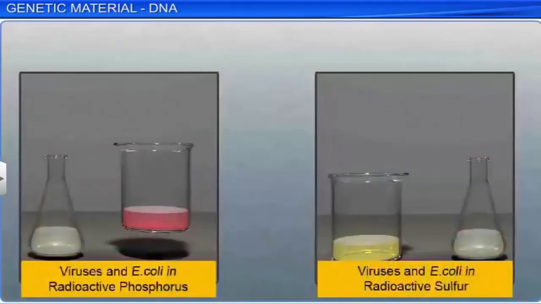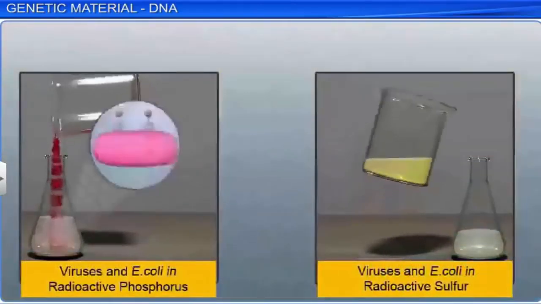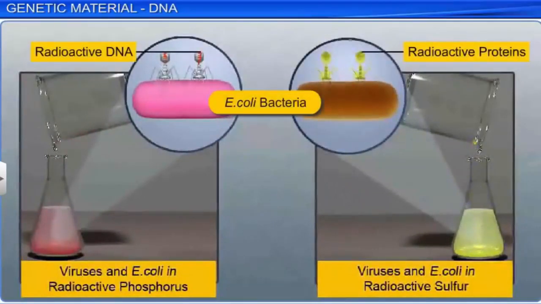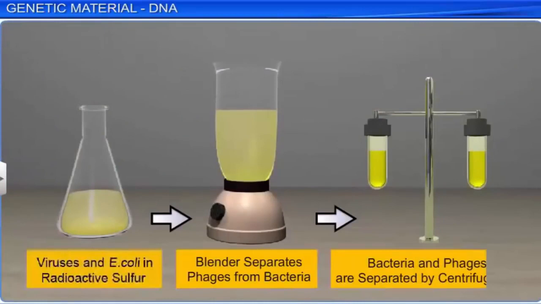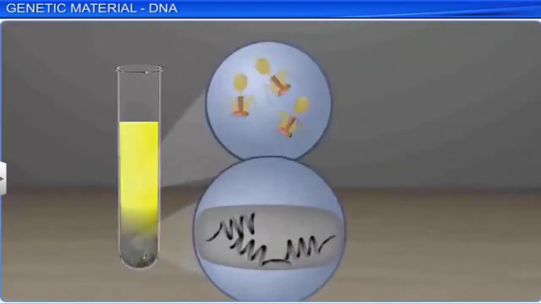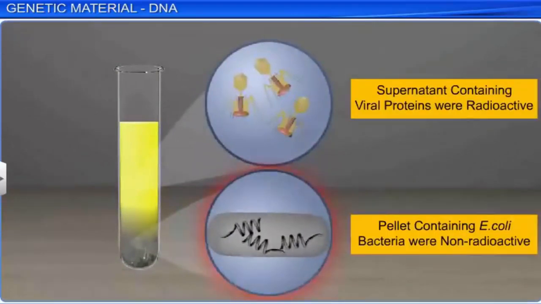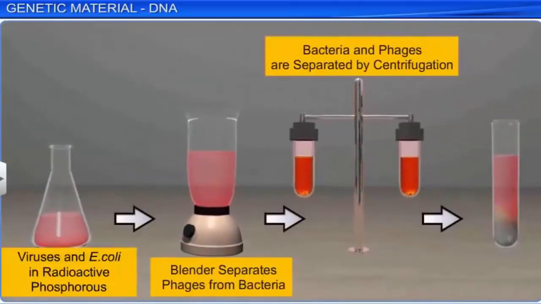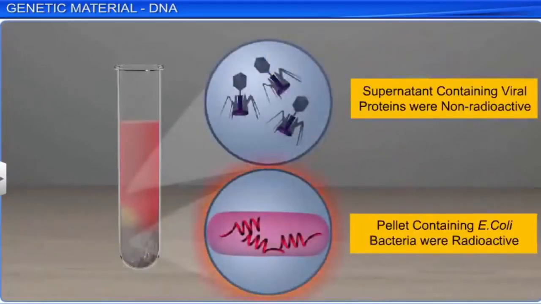Thereafter, both these radioactive phages were allowed to infect E. coli bacteria. Later, after the infection, when viral coats were removed from the bacteria, it was revealed that the bacteria that were infected with viruses containing radioactive proteins were not radioactive. On the other hand, the bacteria that were infected by viruses with radioactive DNA were radioactive.